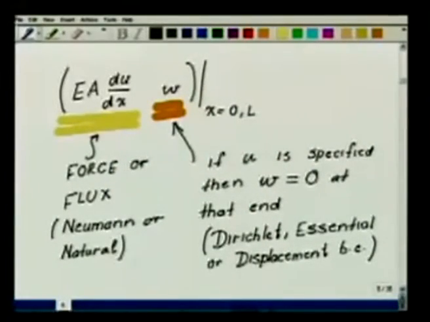Note that at a particular end, both these things cannot be specified. It is either or. Either the force is given at the end or the displacement is specified at the end, which means if the displacement is specified, w has to be 0 at that end. So you see that out of our formulation, we have obtained the admissible set of boundary conditions that can be applied at an end of the member. We cannot have any other type of boundary condition that we wish. These are the only types of boundary conditions that we can apply.